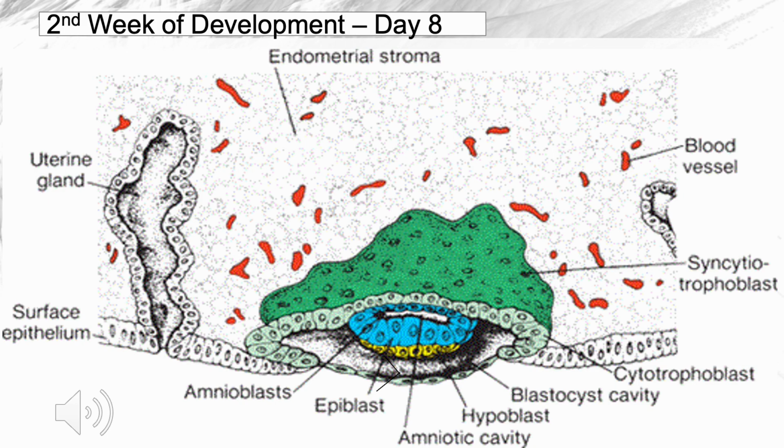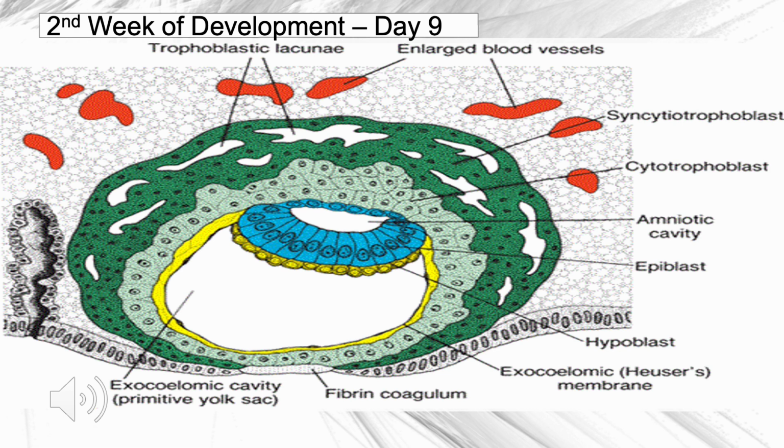At the 8th day of development, the blastocyst is partially embedded in the endometrial stroma. The trophoblast in the area over the embryoblast differentiates into cytotrophoblast and syncytiotrophoblast. The embryoblast also differentiates into two layers, hypoblast and epiblast. On day 9, the trophoblast shows considerable progress in development, particularly at the embryonic pole where vacuoles appear in syncytium. These vacuoles fuse, forming large lacunae, and this stage is known as lacunar stage.